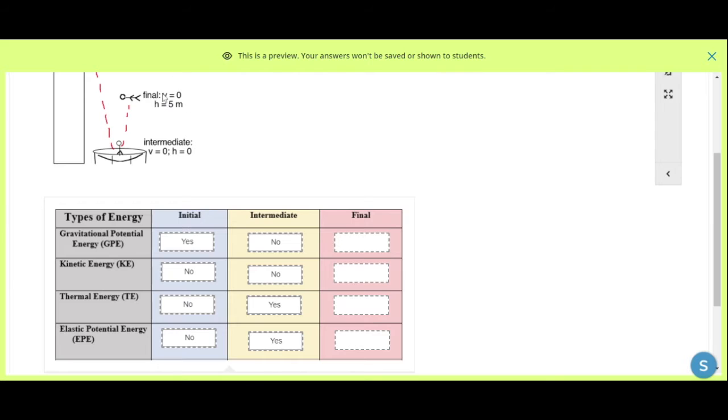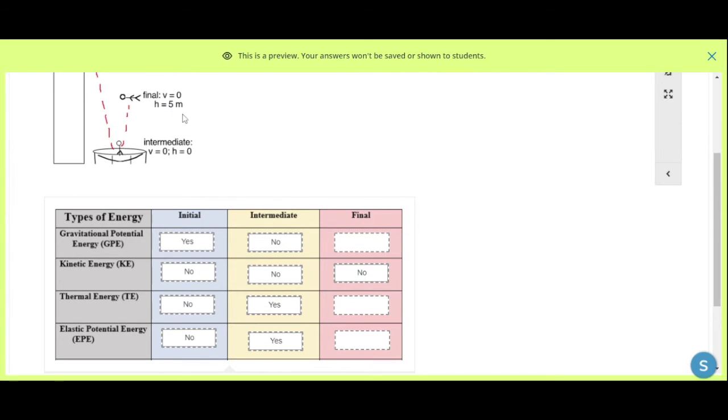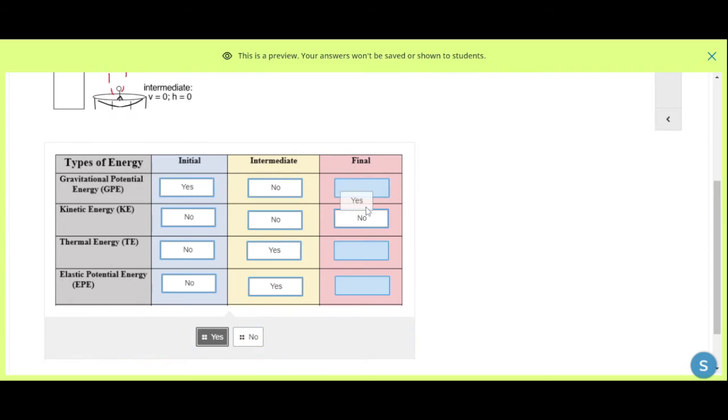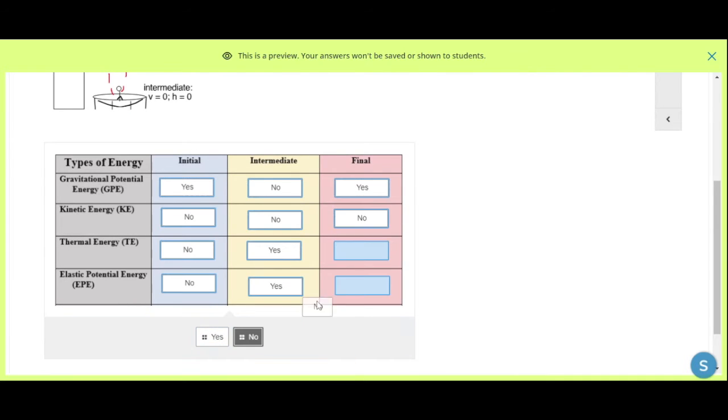Lastly, we have his final spot right here, and we notice again that his velocity at the final spot is 0. So no kinetic energy, but his height is 5 meters. If he has height, he has gravitational potential energy. There's no springs or anything at this final position, so his elastic potential is 0.